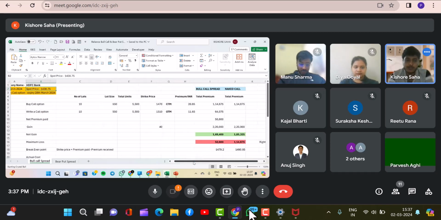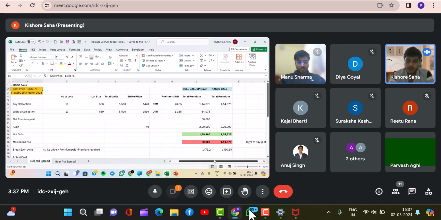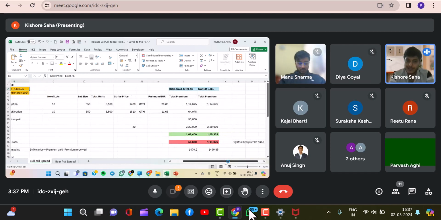So first of all, in the buying call option, in leg one, I will buy a call option, and I have chosen a strike price of 1470. Okay. So this is a close to money trade, and the premium that has been charged for this particular call option is 20.85. So just for a basic understanding of everyone, what I have done is, within the expiry date, I have the right to buy at this strike price 1470.